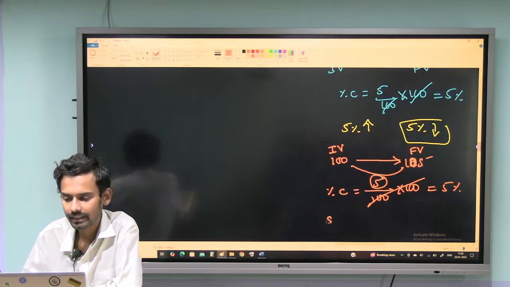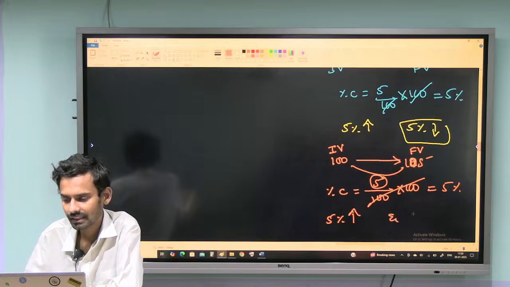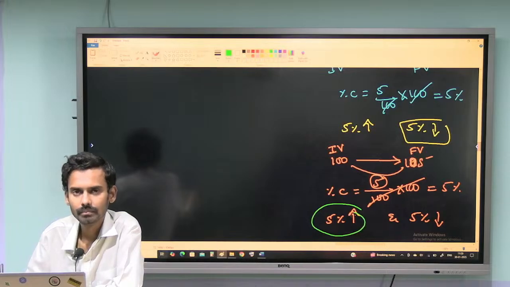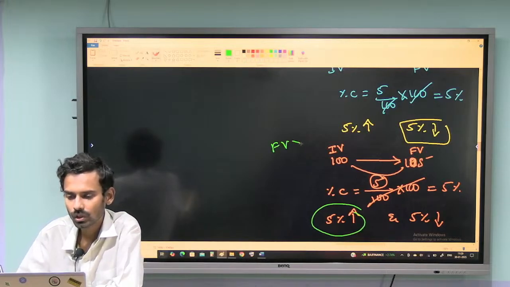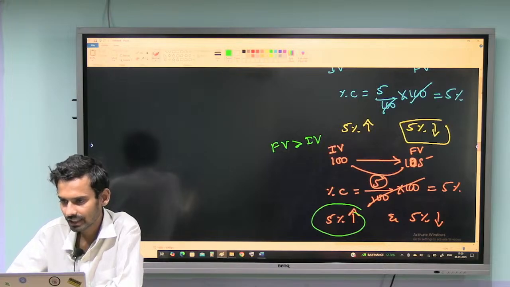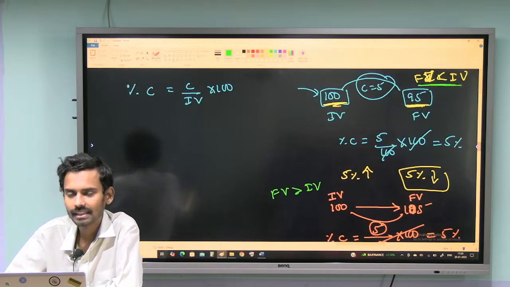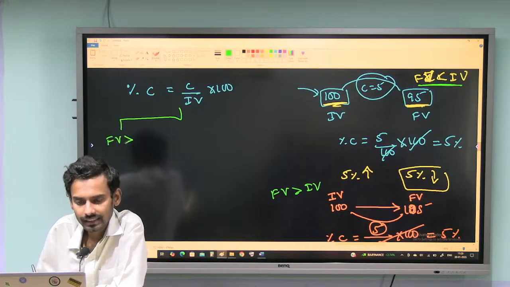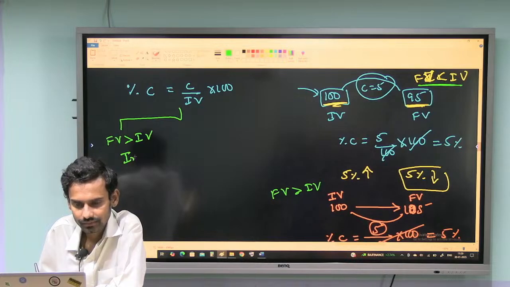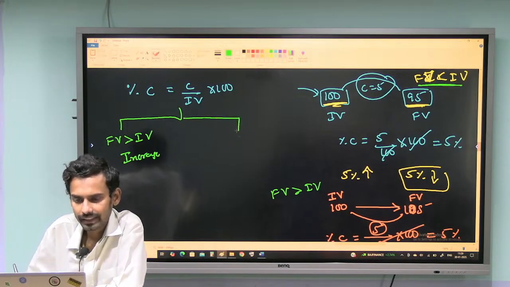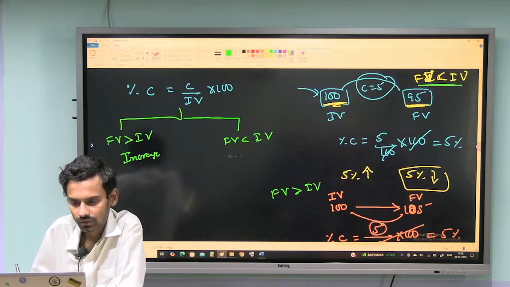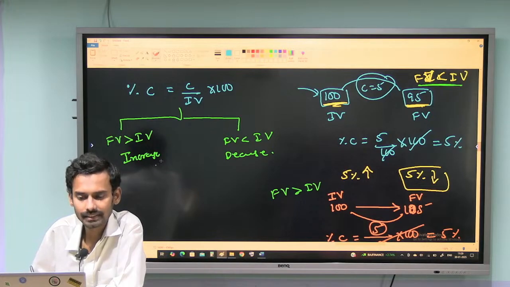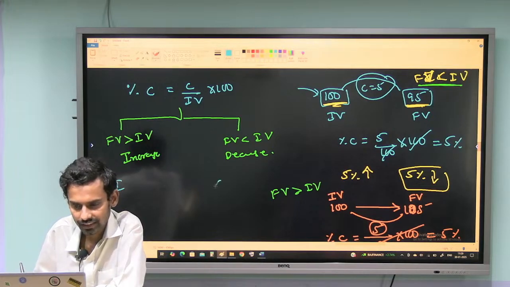But here if I give you two options, 5% increase and 5% decrease, you need to go with 5% increase, because here the final value is more than the initial value. But in the first case, the final value was less than the initial value. Whenever the final value is more than the initial value, we call it an increase, and when the final value is less than the initial value, we call it a decrease. Now again I will have two formulas here, percentage increase and percentage decrease.